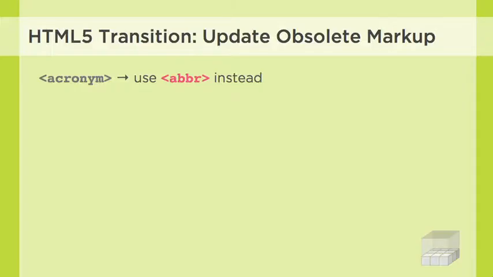You don't need to use the acronym tag. It's gone. Don't use it anymore. If you had any, just change them to abbr. Search and replace. Don't even think twice about it. Don't ask yourself why you made a decision in the first place. Don't go reopen those rat holes.